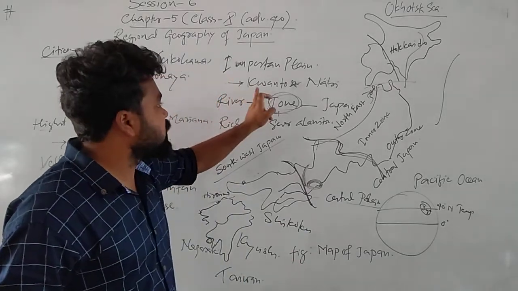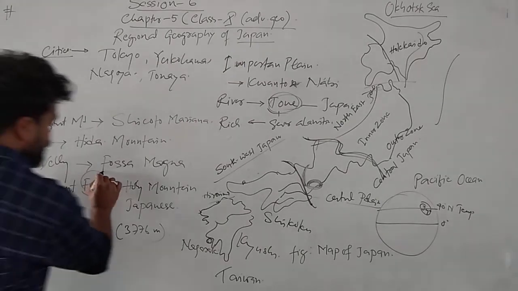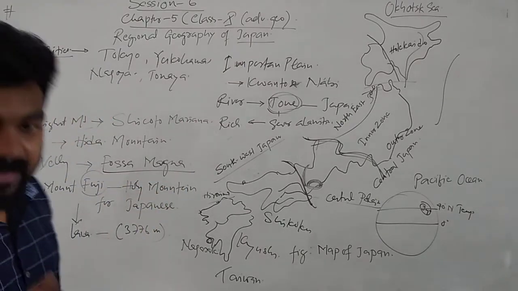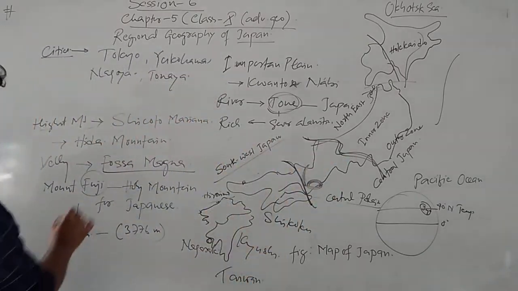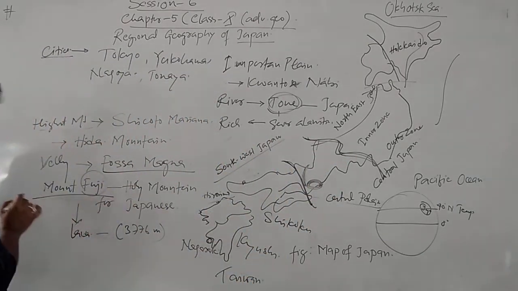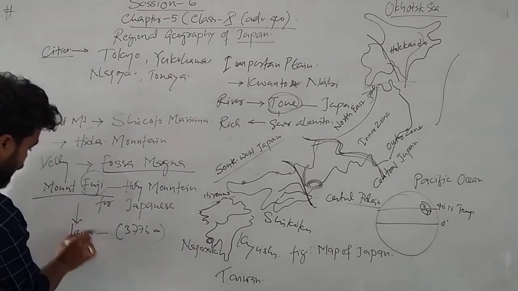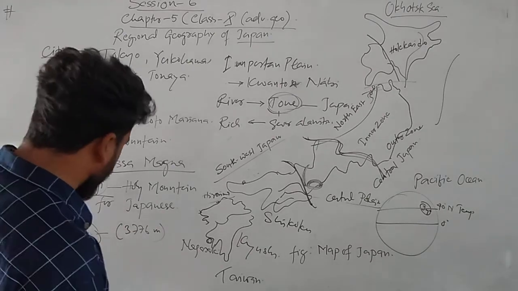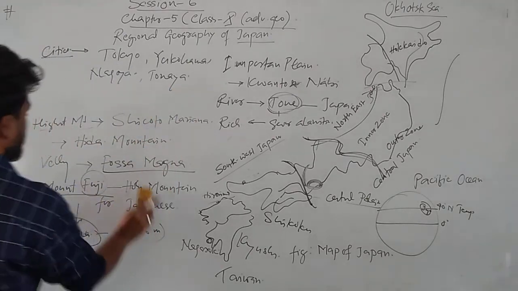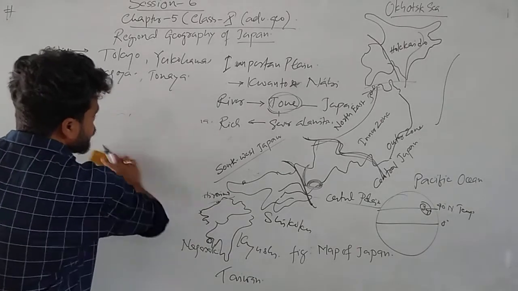Again, another important plain is there, Kwanto and the Nabi plain. Here one valley is there, Fossa Magna. A question will come: what is the most important valley of that Central Plain region of Japan? You can tell Fossa Magna. Then Mount Fuji. Mount Fuji is the holy mountain. Japanese worship this holy mountain. It is mainly formed by lava, 3776 meters high. So let's move to the last physiographic division of Japan.